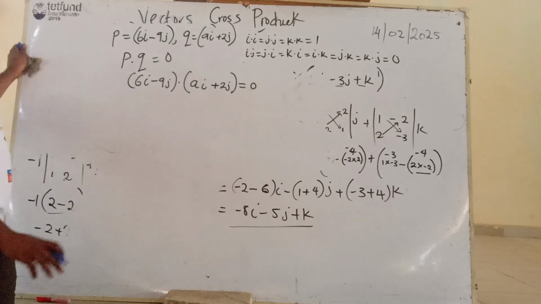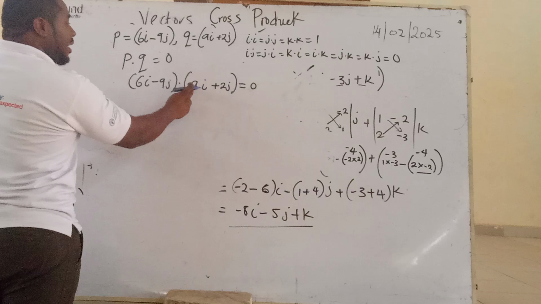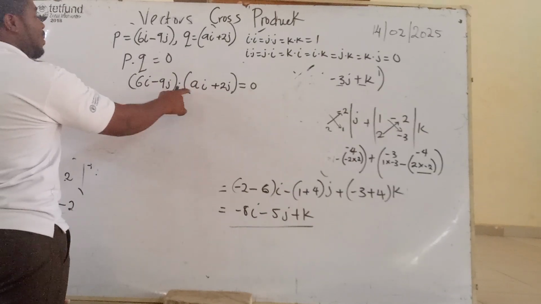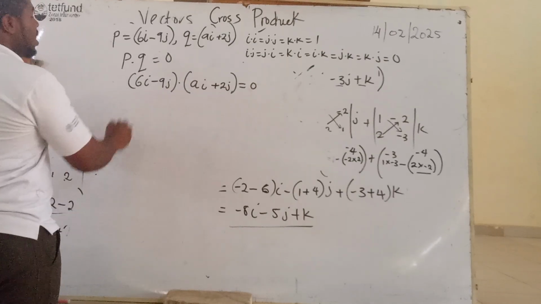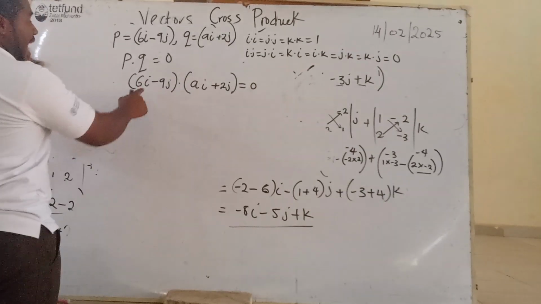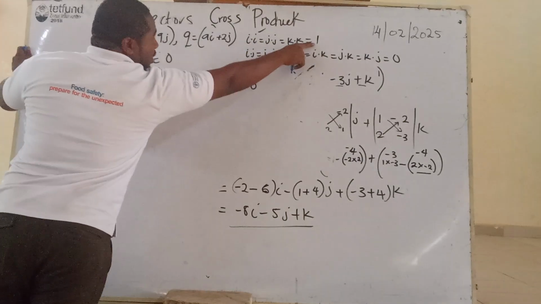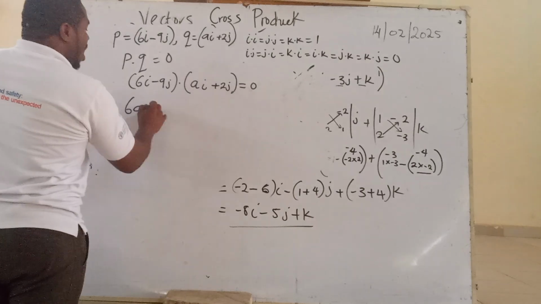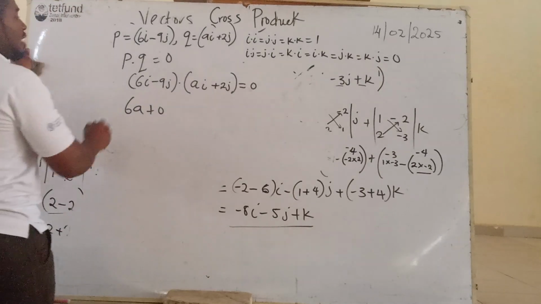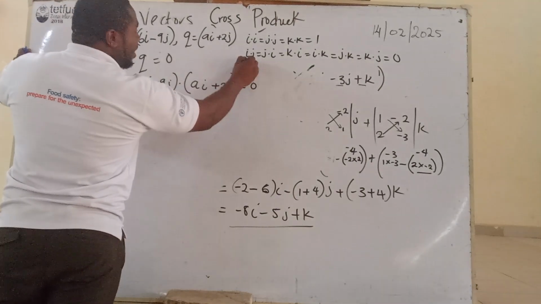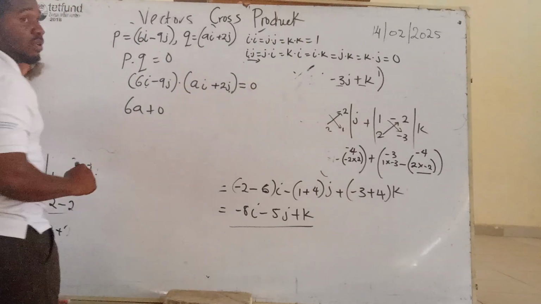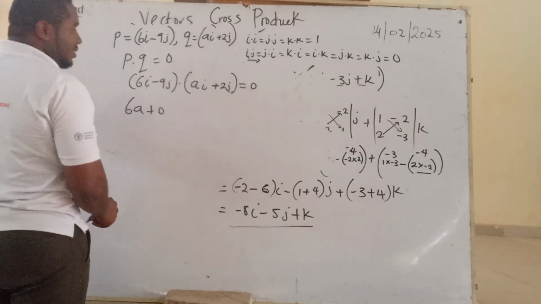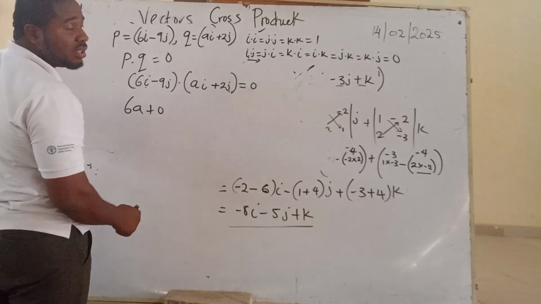So I'm going to do this component-wise. 6i multiplying ai is going to be 6a, because i dot i is 1. Now, 6i multiplying 2j is 0, because I know that i and j are perpendicular and their dot product is 0. Similarly, 9j multiplying ai is going to be 0.